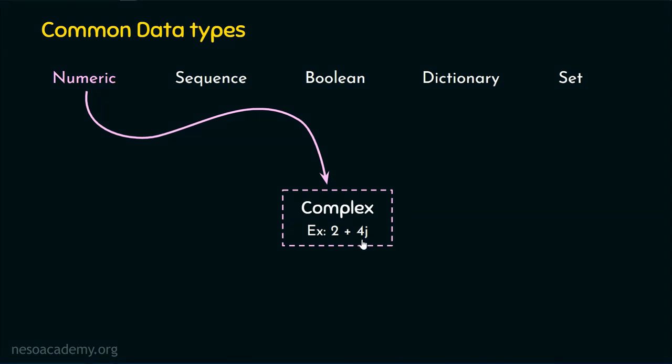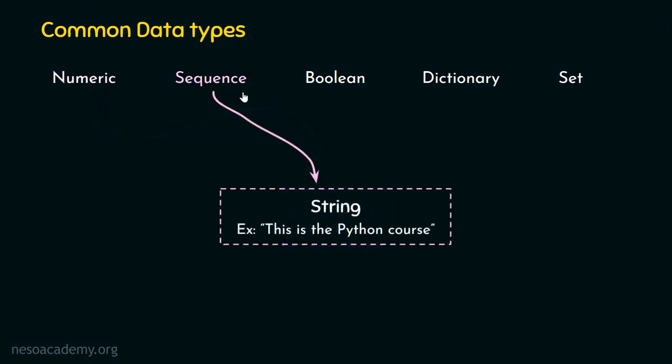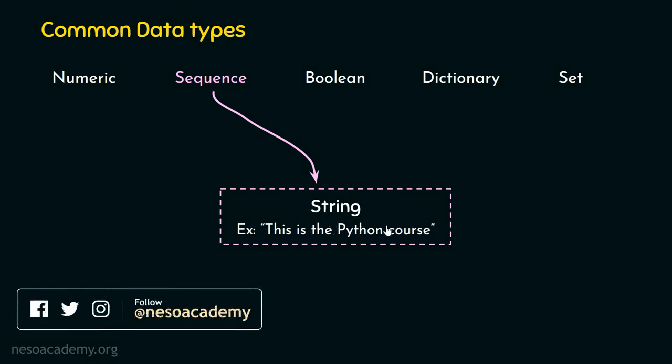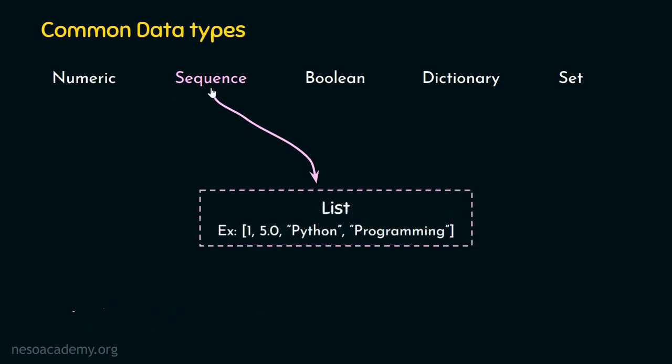Moving on, under the sequence data type, first of all we have string. A string can be represented using double quotes. As you can see in this example where we have the string, "This is the Python course". We can understand a string as a sequence of characters. A character, simply put, is a symbol. For example, the English language has 26 characters. Moving on, under sequence data type, we have list.